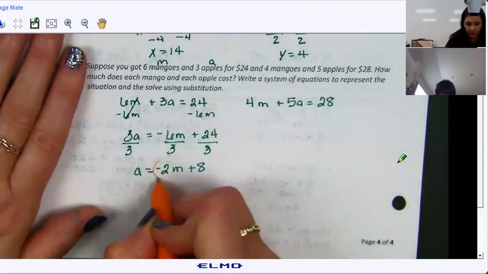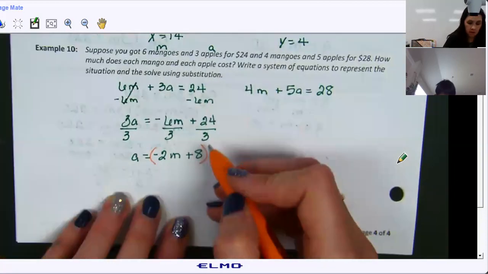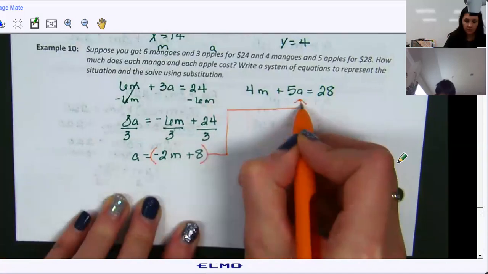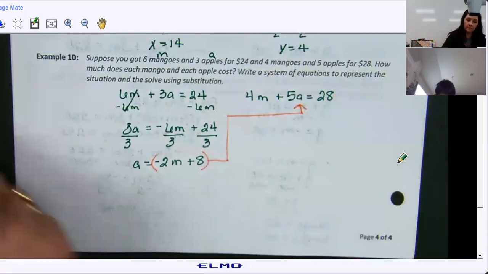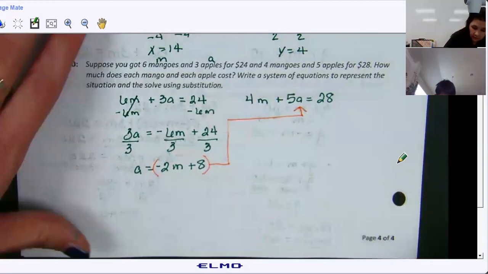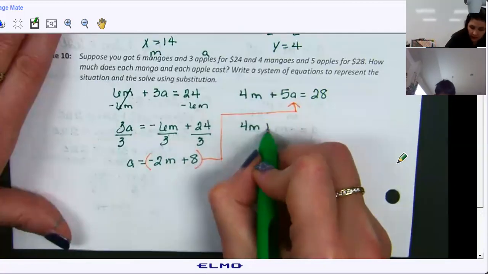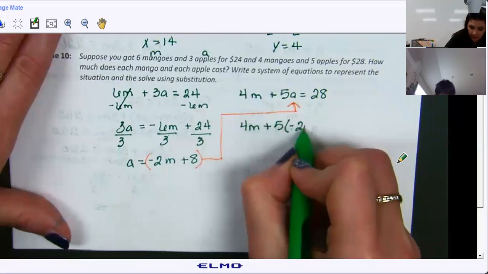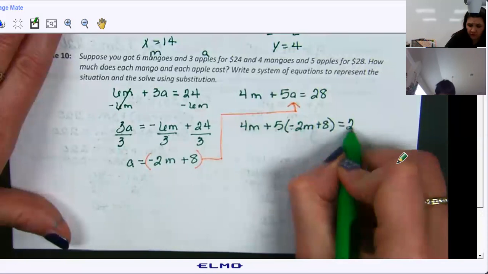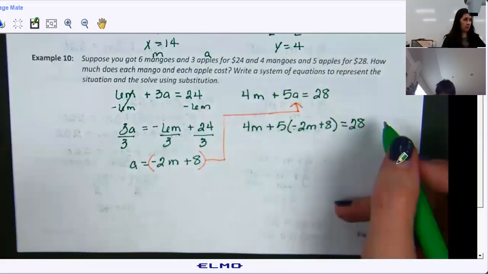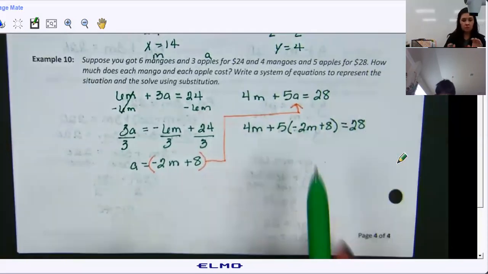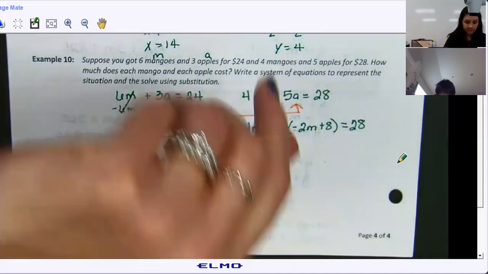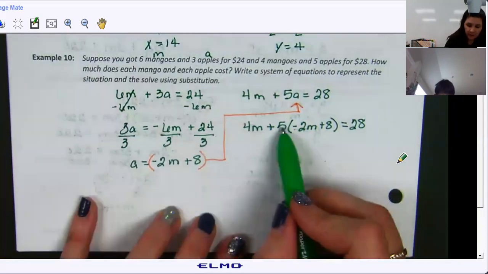Okay. So we're going to take what A equals, and we are going to plug it into this equation right here where A is. So let's rewrite this. 4m plus 5 times negative 2m plus 8. If at this point you have two different variables in your equation, something went wrong. You plugged it in incorrectly because you should be down to just one variable that you're solving for. Okay. So then I'm going to distribute my 5.